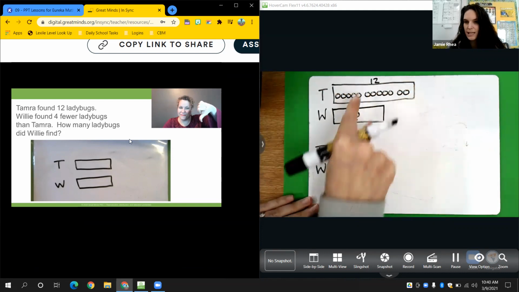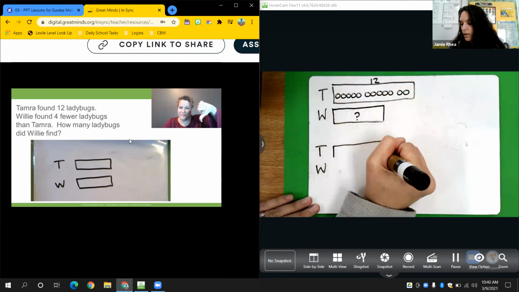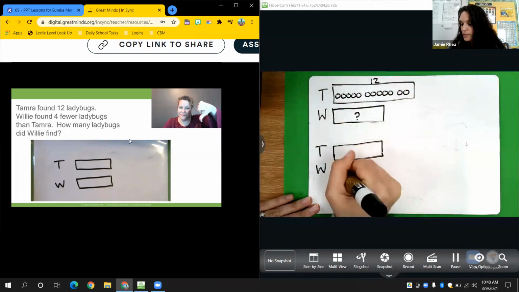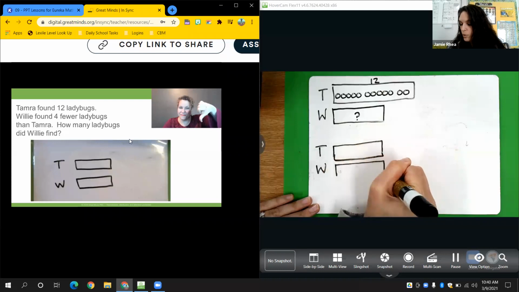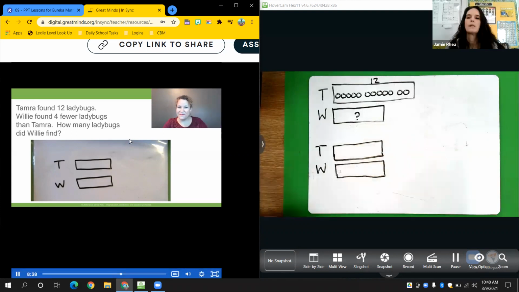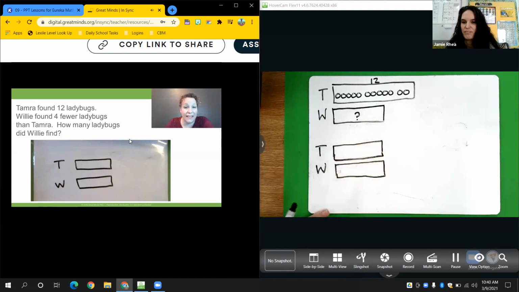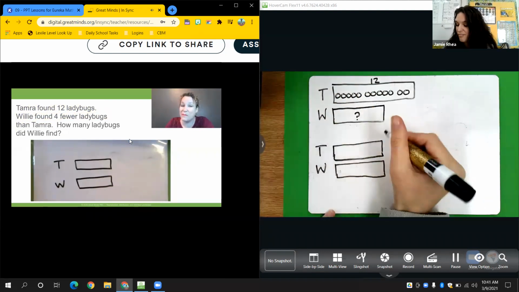All right, now let's follow along with what she has. Now the visual is going to help me see. So we know that Tamara and Willie did find the same amount, but Tamara found a little bit more, or Willie found less. So let's draw that they have the same amount right now. They did not find the same number of ladybugs. Who found more ladybugs? Let's go back and read that part of the story again. Tamara found 12 ladybugs, and Willie found 4 fewer ladybugs than Tamara. Well, if Willie found fewer, then that means that Tamara found more.